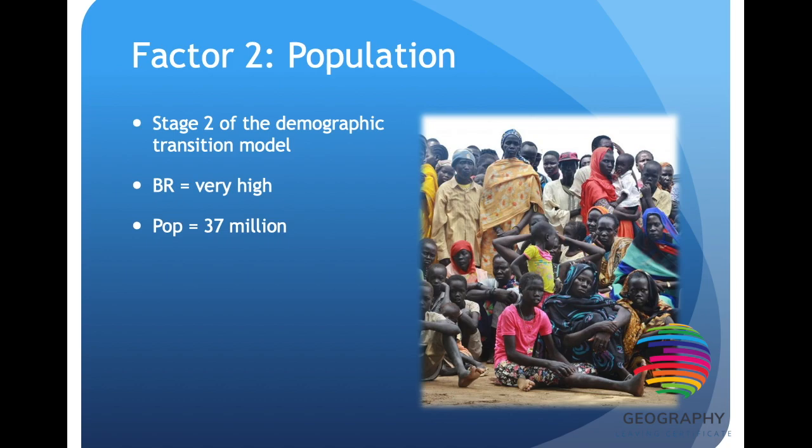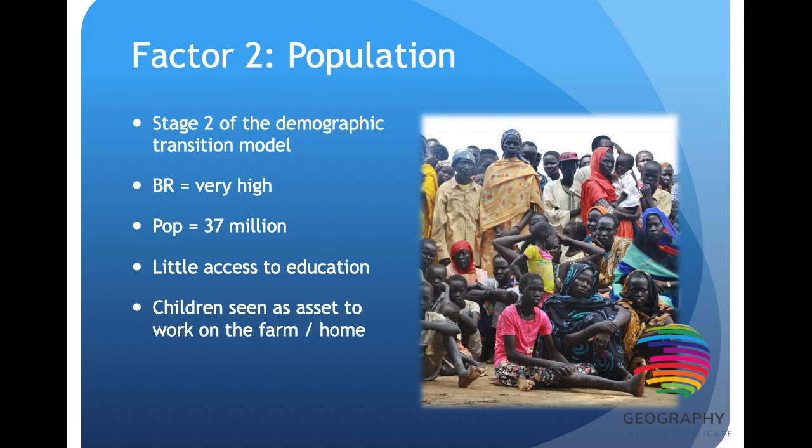And we know why birth rates are high, because of lack of education, the high infant mortality. In other words, there's a high likelihood that your baby is going to pass away, so therefore you have more babies just to ensure that some survive. There's very little access to education, so the population doesn't have access to education. And then children are seen as an asset. In other words, children are seen as free labour to work on the farms or to work at home. Okay, and that's been a barrier to economic growth. So again, population is your statement, and then you have your explanation and examples.